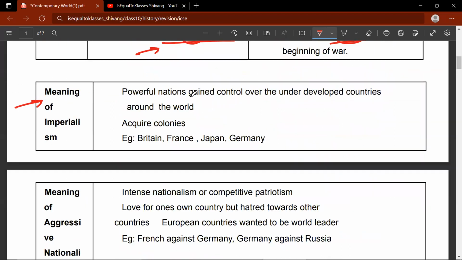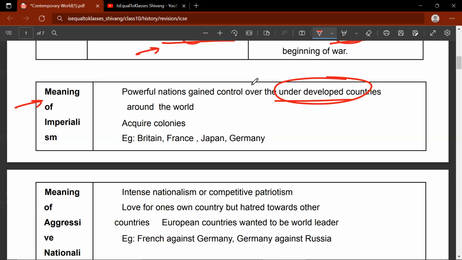Meaning of imperialism: powerful nations gain control over underdeveloped countries. Note that underdeveloped countries is the main keyword here because underdeveloped countries do not have the ability to defend themselves economically or militarily. If you take the United States in the 18th century, when they liberated themselves from British colonial rule, they were powerful enough, they had the resources and the manpower to overthrow them. But colonies such as India were too weak.